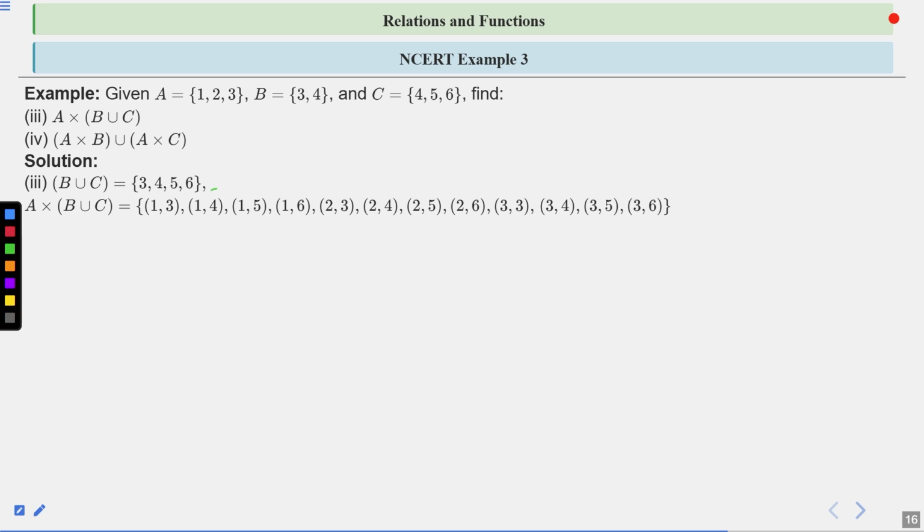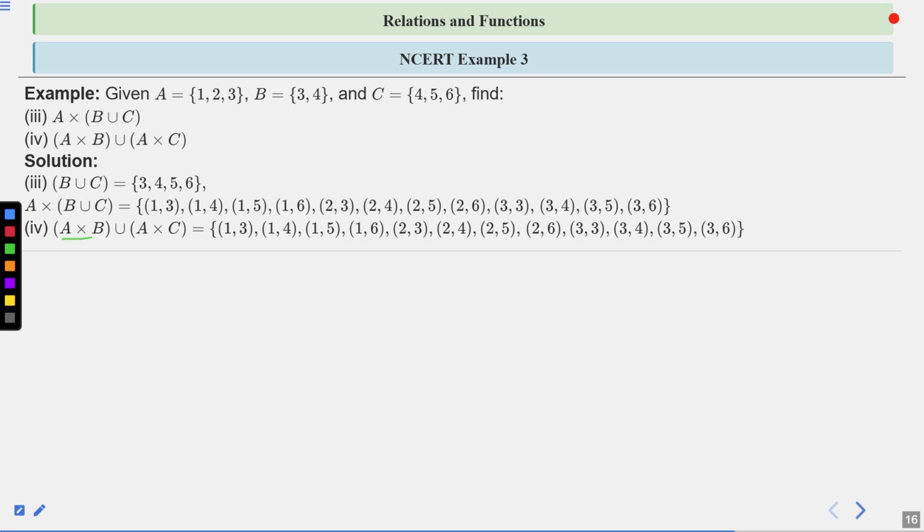Now it is very easy to find A cross (B union C). You know your B union C set. How many pairs will you have? In set A you have 3 elements, in B union C you have 4 elements. So the total number of pairs is simply 3 times 4, 12. These 12 pairs are (1,3), (1,4), (1,5), (1,6), (2,3), (2,4), (2,5), (2,6), (3,3), (3,4), (3,5), (3,6).